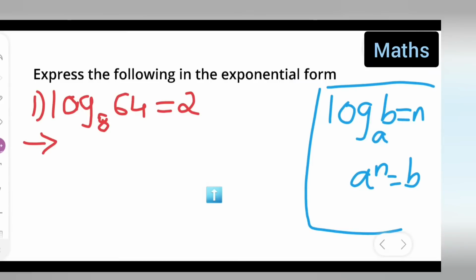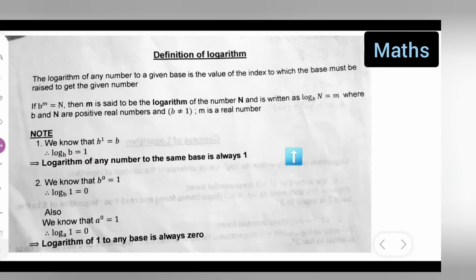Let us see. First you'll have to take down the question. Express the following in the exponential form. Log of 64 to the base 8 is equal to 2 is given, right? So here, which definition is important? Definition of logarithm is very important.